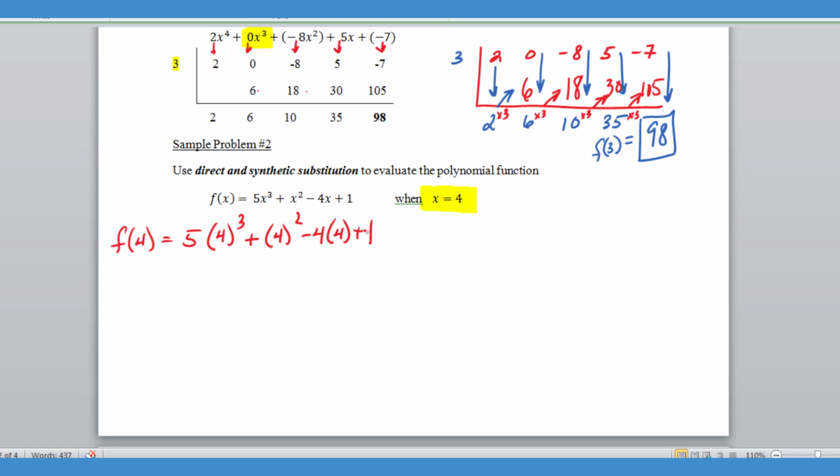Now, if you've shown me this part, then you can go ahead and evaluate that in your calculator, which should give you a value of 321. Now I'll do this in a direct manner.